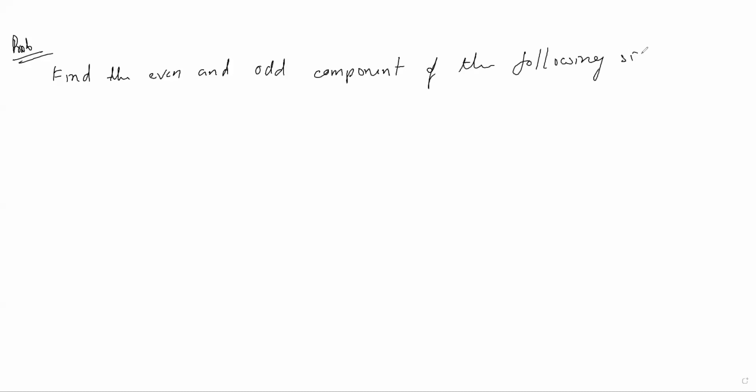Now a signal will be given, and the question will be asked: find the even and odd part, or odd component, of the following signal. Questions often come from this subject topic, classification of signals: odd signal, even signal, and periodic signal.